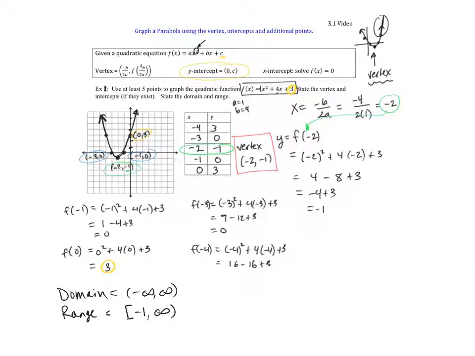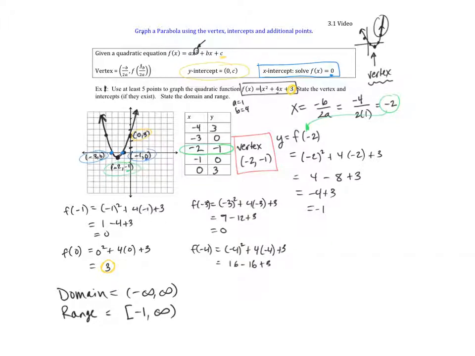Now, there are times when the x-intercept doesn't just happen to show up on my graph. So if you need to find your x-intercepts, what you can do is solve your function, set it equal to 0, because to be an x-intercept, you need the y value to be 0. You need the output of your function to be 0. Okay, so you'd solve your function when it's set equal to 0. And let me show you an example of that.